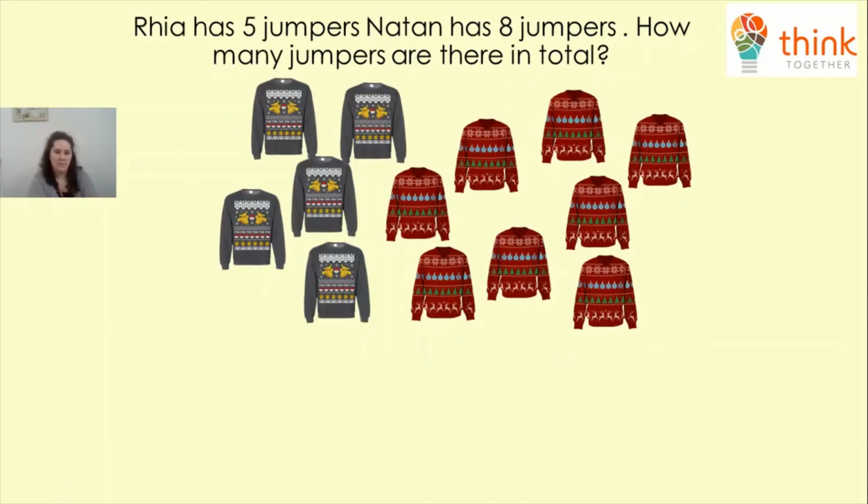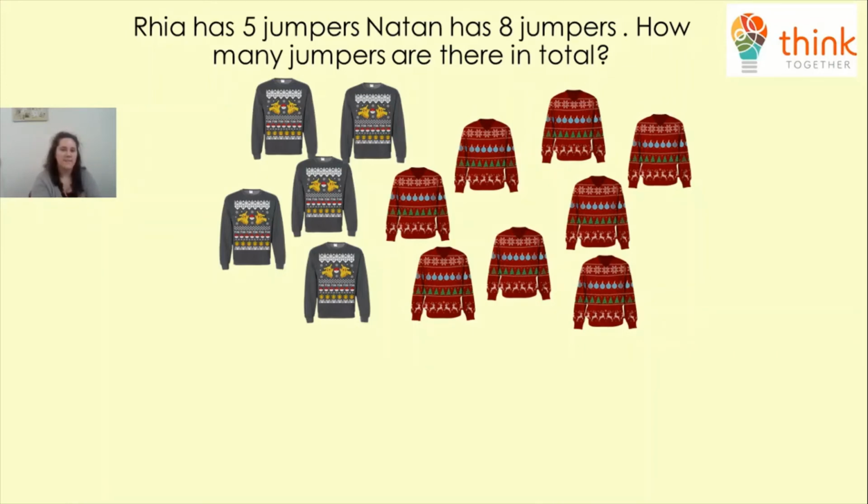Right, this is the last one. I'll read it to you, and then you have to tell the person you're with what you have to do for each step. So, Maria has 5 jumpers. Nathan has 8 jumpers. How many jumpers are there in total? Think about what that number sentence is going to be. Use the information on screen and pause the video and tell the person you're with what number sentence we could write.